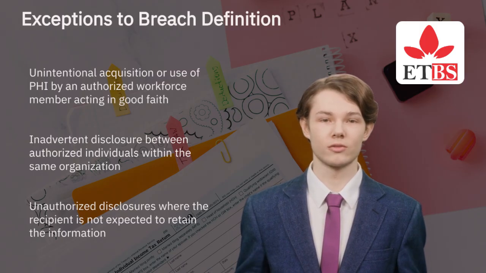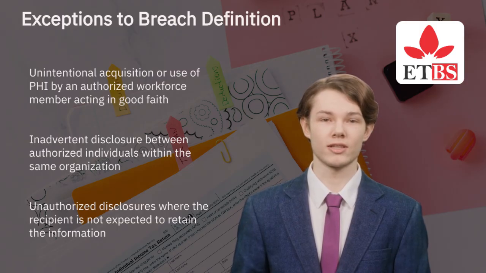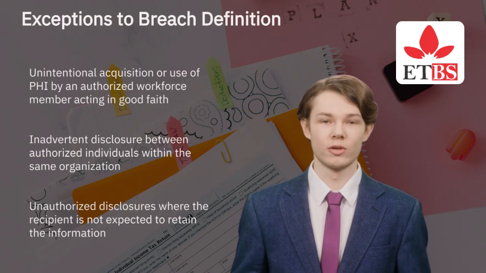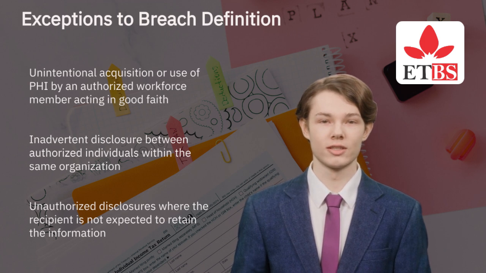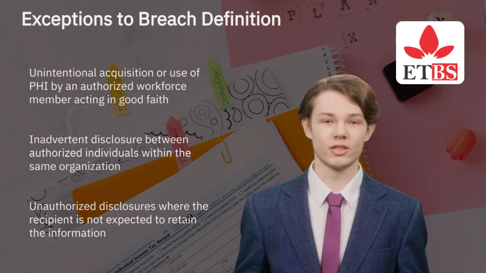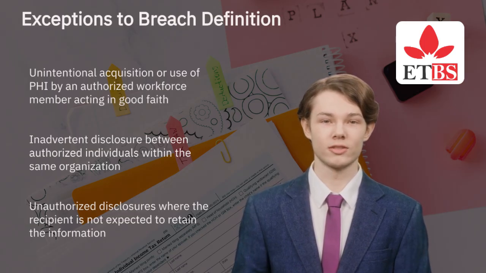Exceptions to breach definition. HIPAA outlines 3 exceptions where unauthorized access to PHI is not considered a breach. Unintentional acquisition or use of PHI by an authorized workforce member acting in good faith. Inadvertent disclosure between authorized individuals within the same organization. Unauthorized disclosures where the recipient is not expected to retain the information. These exceptions must still be evaluated and documented.